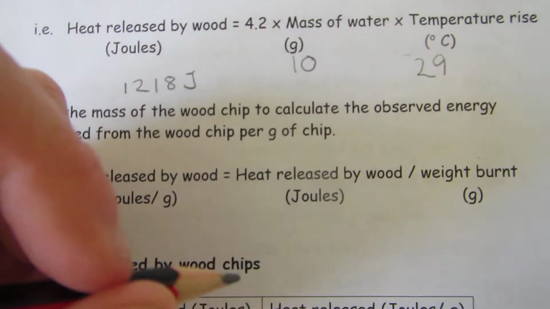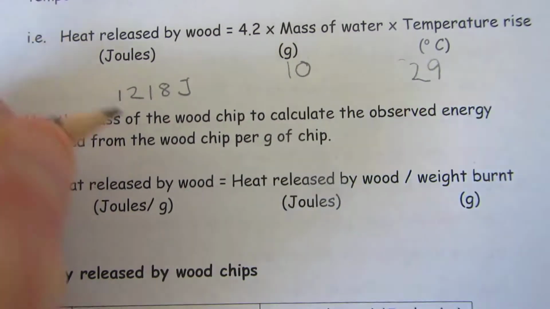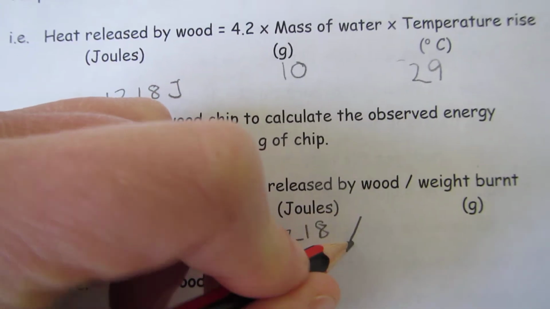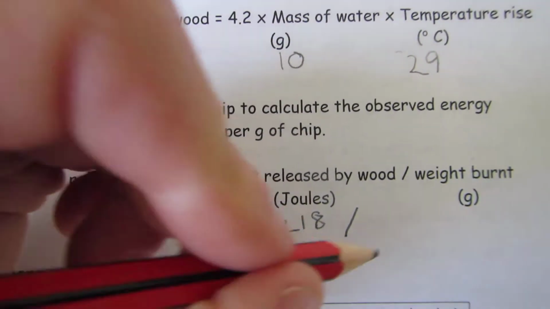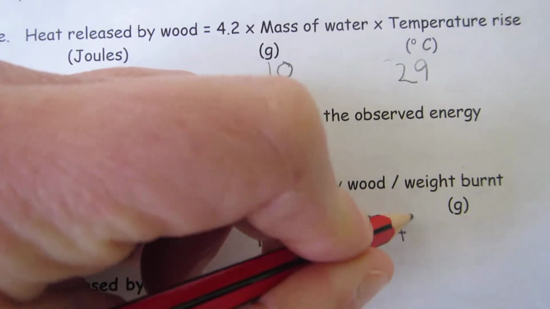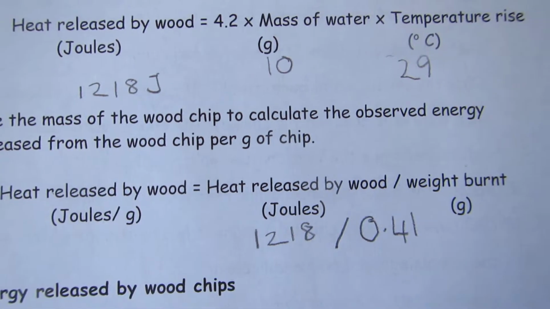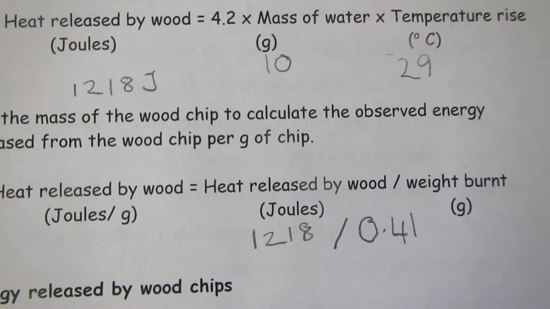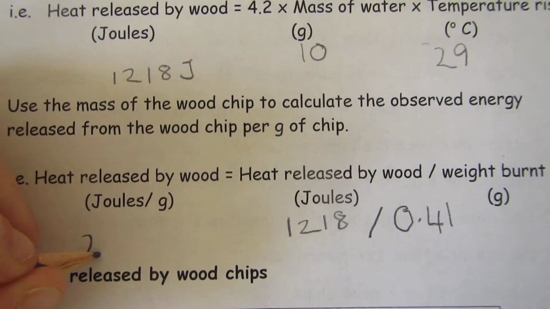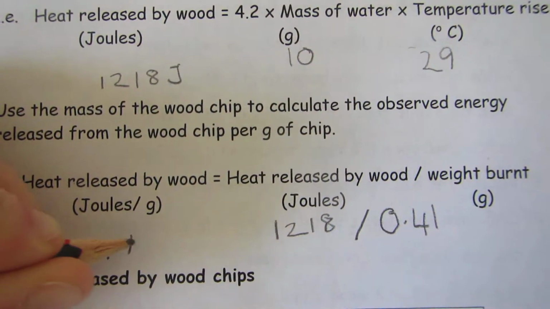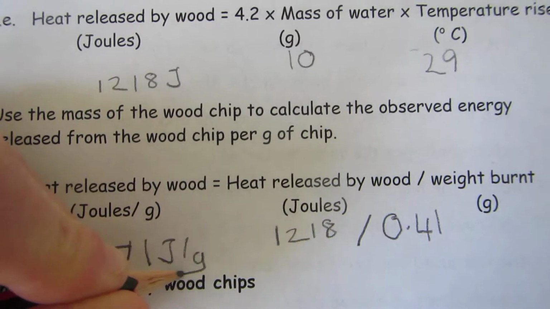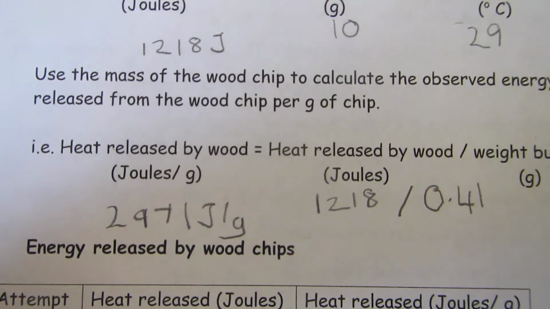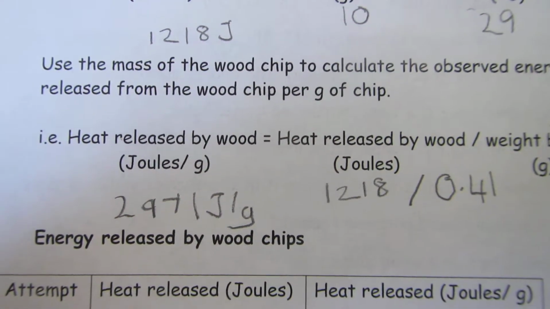So for this, we take the heat released by the wood that we've just calculated, 1,218, and we divide it by the weight which we burnt, which in our example is 0.41 grams. So if I take that 1,218 divided by 0.41 is equal to 2,971 joules per gram. So this is the overall energy released, and it tells us what we would get if we burnt 1 gram of wood chip.